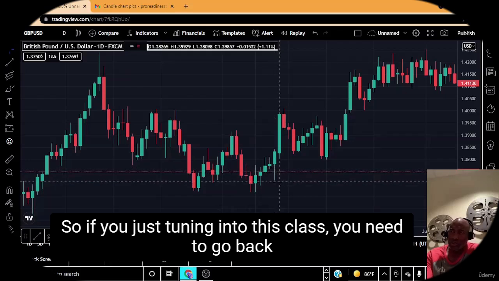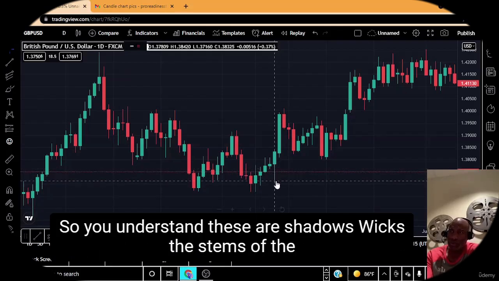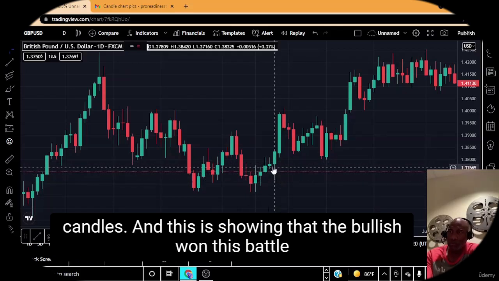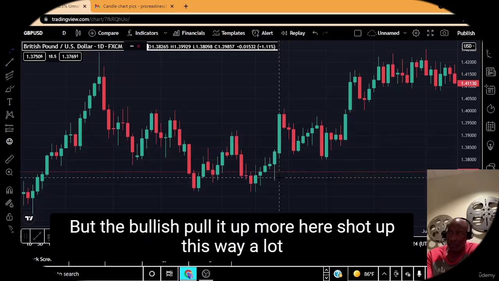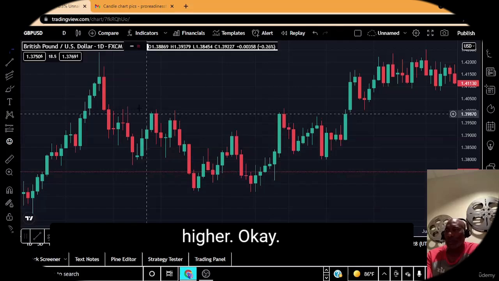If you're just tuning into this class, you need to go back to the previous lesson so you understand these are shadows, wicks. They're the stems of the candles, and this is showing that the bullish won this battle with the bearish pulling it down, but the bullish pulled it up more. Here it shot up this way a lot higher.